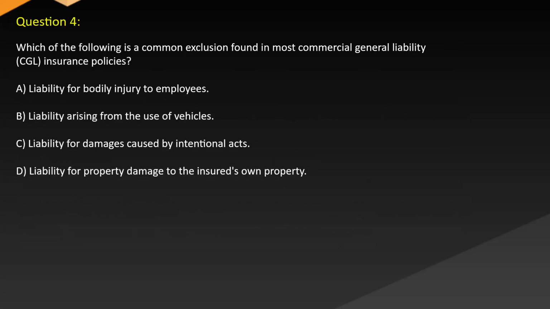Question 4. Which of the following is a common exclusion found in most commercial general liability (CGL) insurance policies? A. Liability for bodily injury to employees. B. Liability arising from the use of vehicles. C. Liability for damages caused by intentional acts. D. Liability for property damage to the insured's own property.